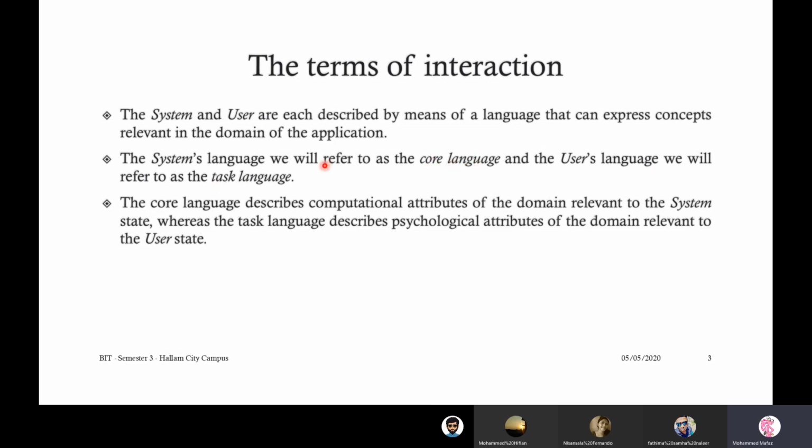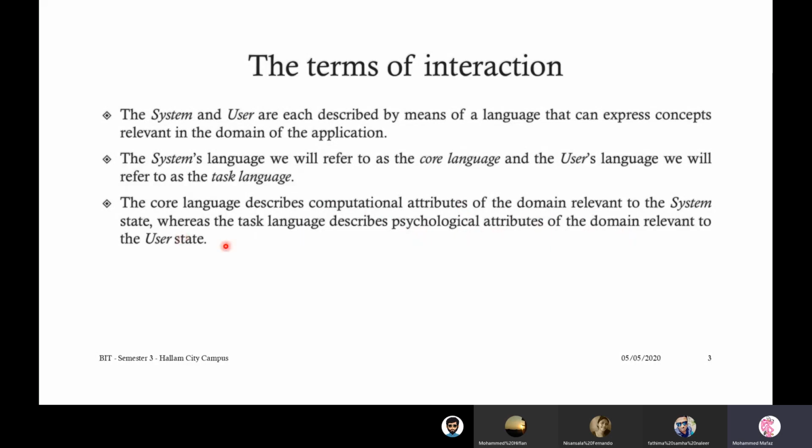To understand it in another way, the third point explains that the core language describes computational attributes of the domain relevant to the system. Computational attributes, right? Whereas the task language describes psychological attributes of the domain relevant to the user state.